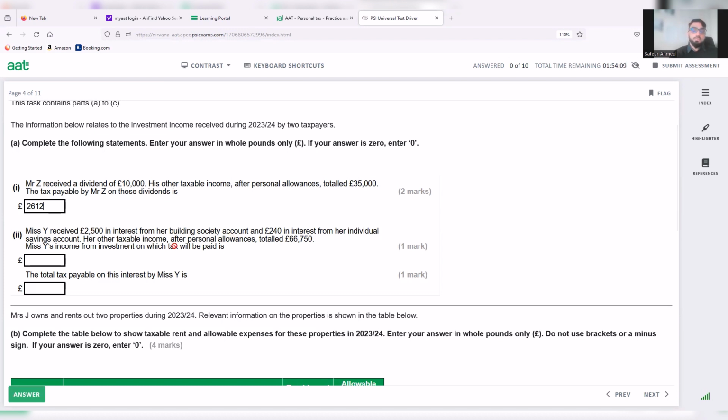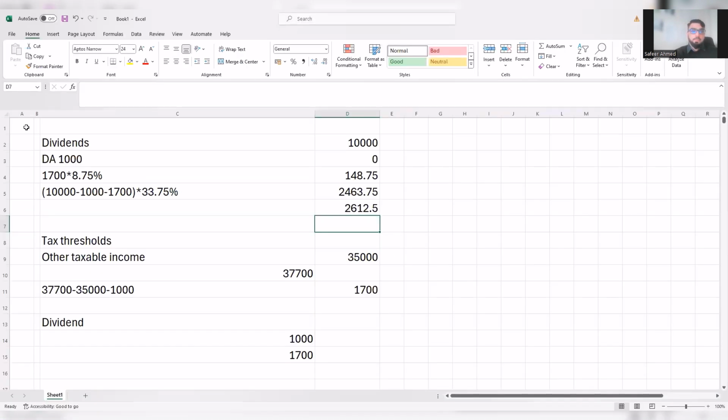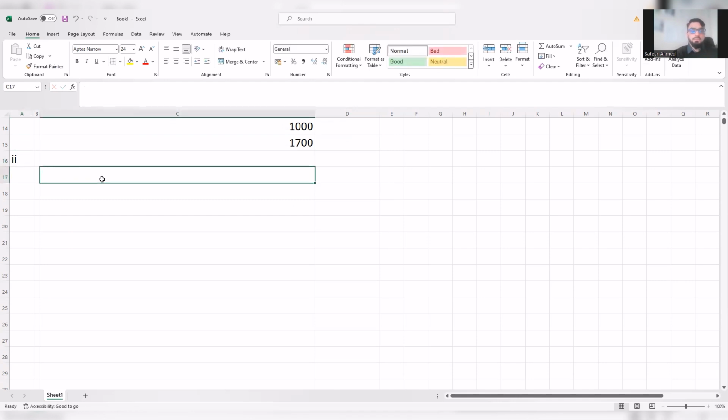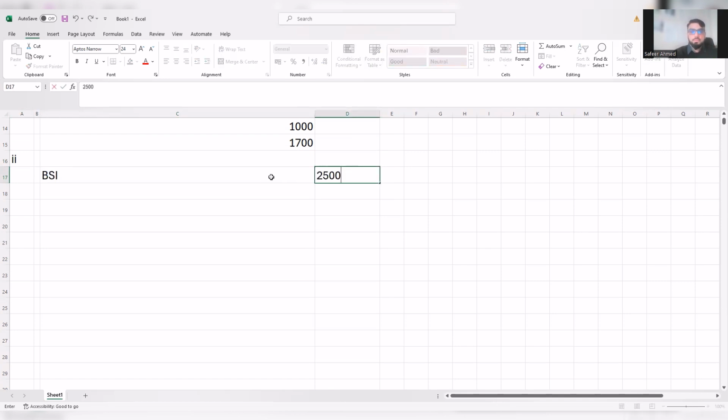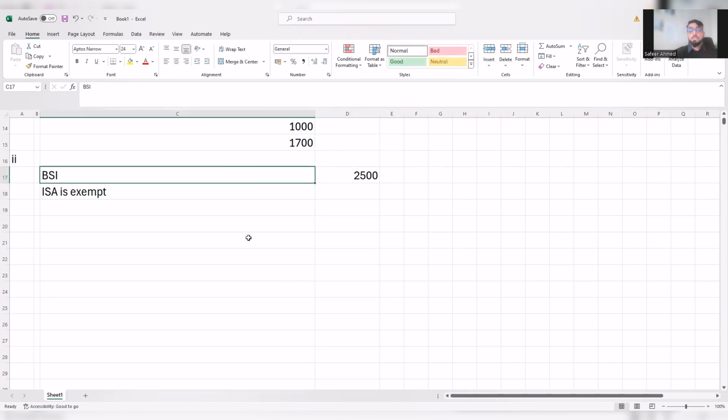So again, I'm going to take you back to my Excel sheet and I will show you how to calculate tax on this one. This was of course part 1, and this is part 2 of this question. So we have building society interest, which is 2,500, and remember, any interest and dividend from an individual savings account is exempt. So therefore we will be calculating tax on the building society interest.